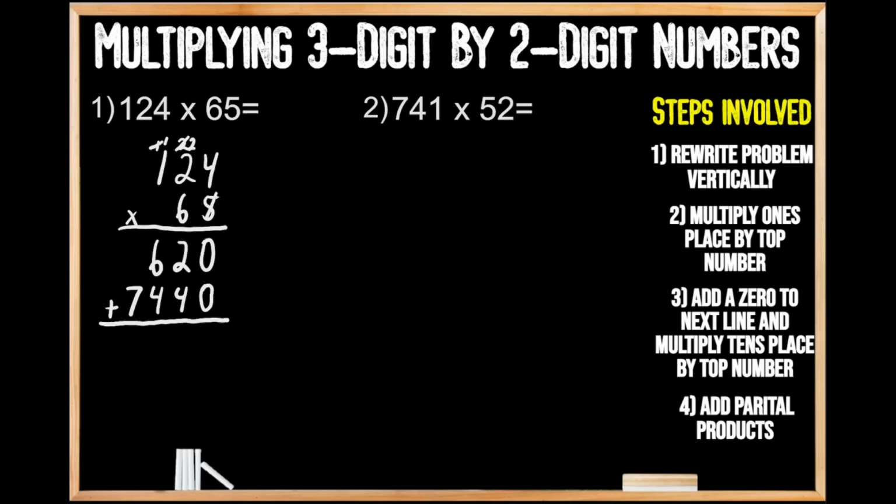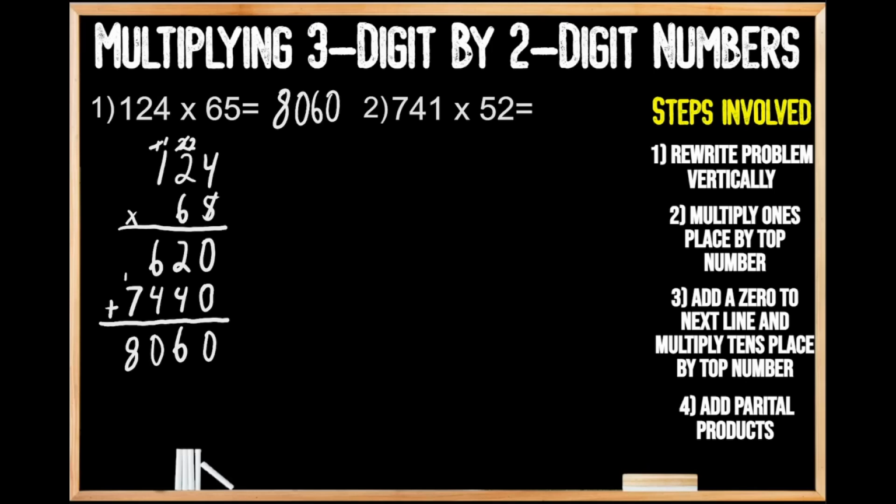So we're going to add from right to left. So when we add 0 plus 0, we get 0. 2 plus 4 gives us 6. And then 6 plus 4 gives us 10. So we're going to write the 0 and carry the 1. And then 1 plus 7 gives us 8 for 8,060. So when we multiply 124 by 65, we get the product of 8,060.